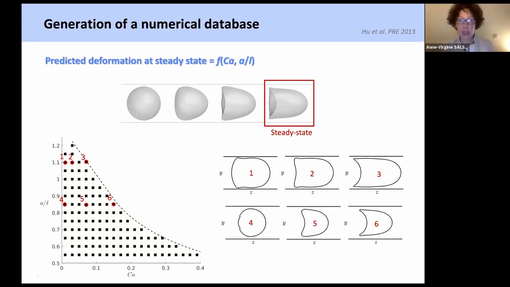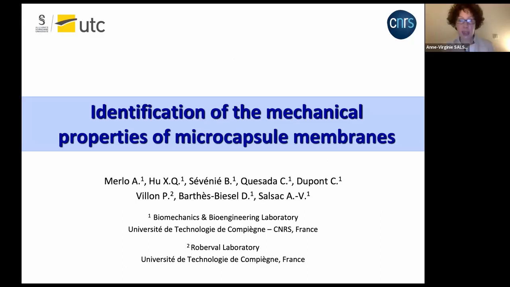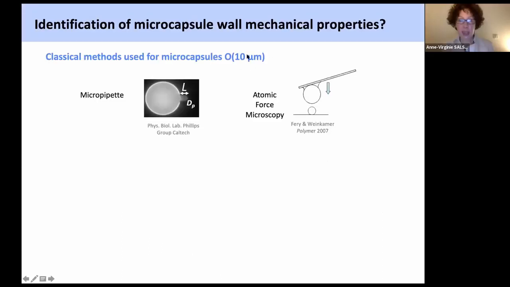So now the question is, how can we identify the mechanical properties of a capsule? If we create microcapsules in the lab, are we able to identify the mechanical properties? The classical technique to do so on smaller objects is to use either micropipette or AFM, atomic force microscopy. In the first case, the idea is to aspirate a little bit of the membrane, and depending on the length that has gone through the needle, knowing the delta P, the difference in pressure, we can deduce the properties of the membrane. And with atomic force microscopy, the idea is to do indentation. If you have a model of the indentation of the wall, you can then deduce the property of the wall.